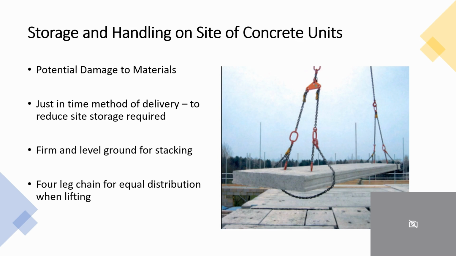When material deliveries are made to site, the area in which they're delivered will be firm and level ground, and the precast units are to be delivered using a 4-leg chain to ensure the equal distribution of the load.